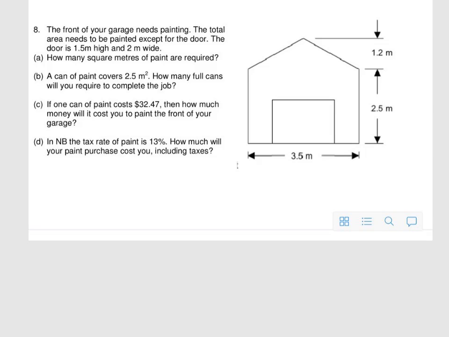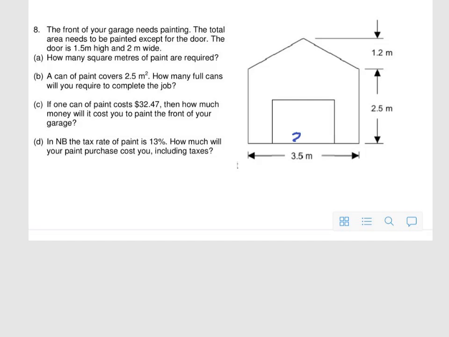The door is 1.5 meters high and 2 meters wide, so 2 would go along the bottom, and 1.5 up the side. That door does not need to be painted, but everything else does.